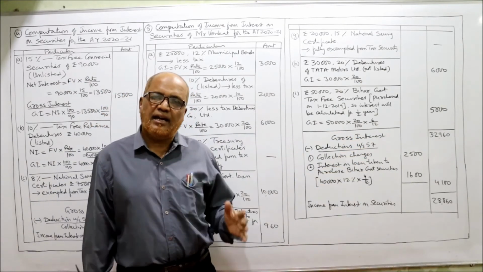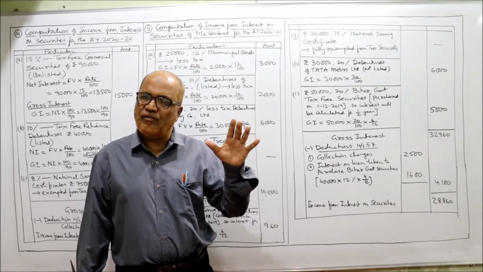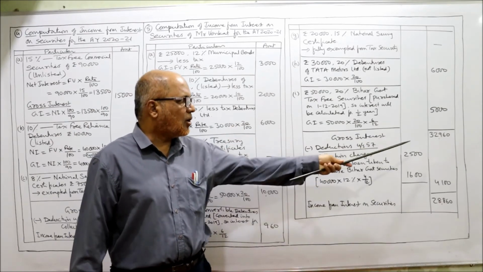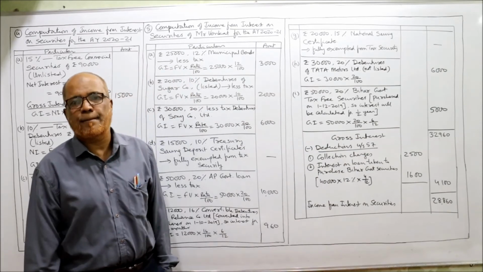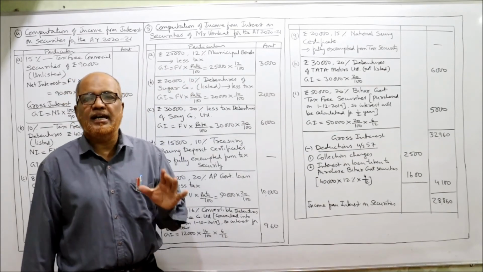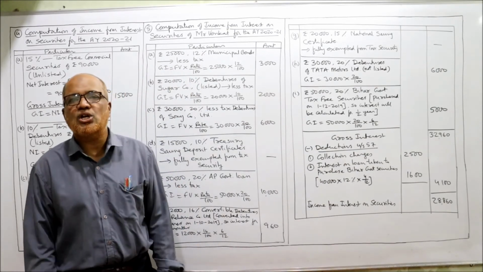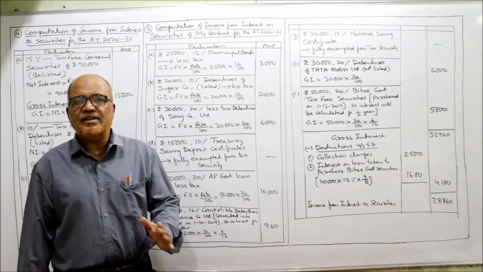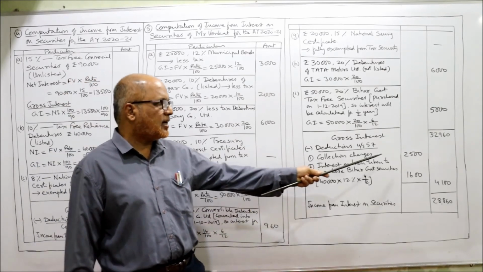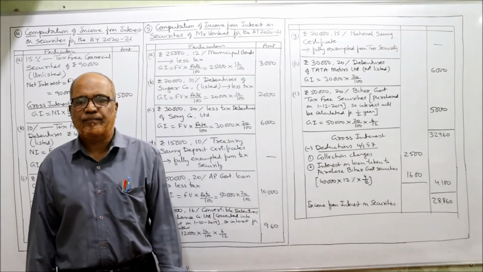We have calculated the interest on all the securities. So we got gross interest, 32,960. From gross interest, deductions are allowed under section 57. First, collection charges. Collection charges are directly given in the problem, 2,500.